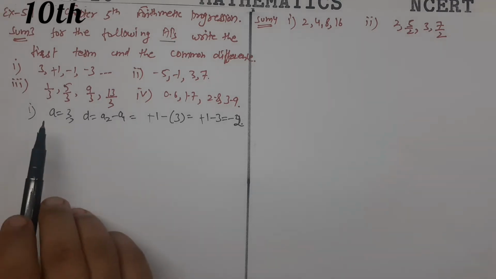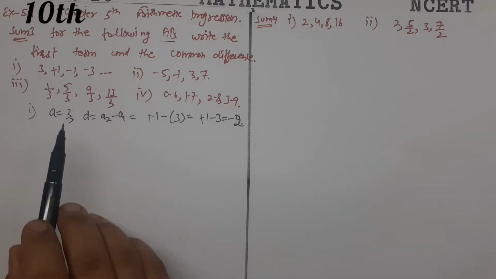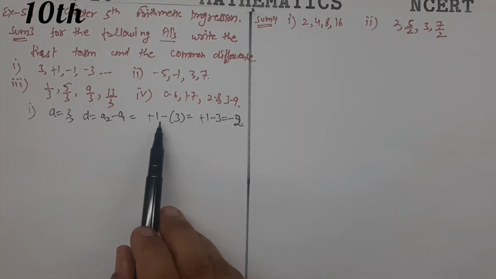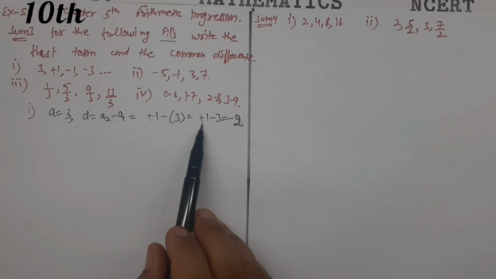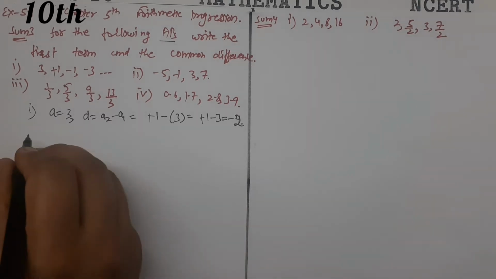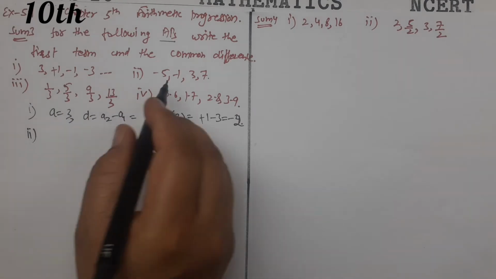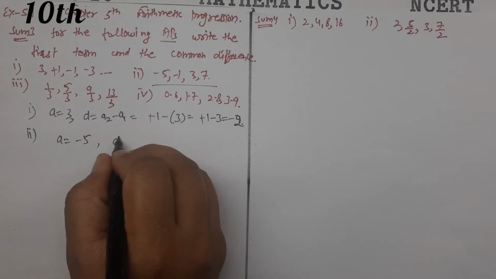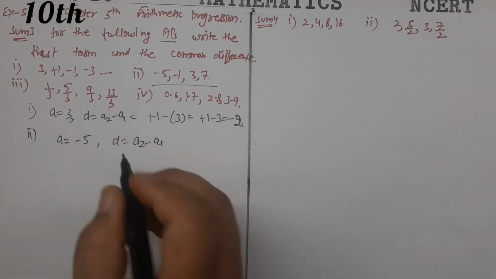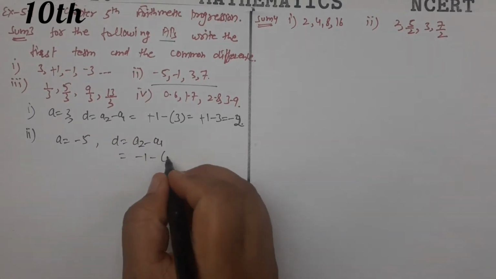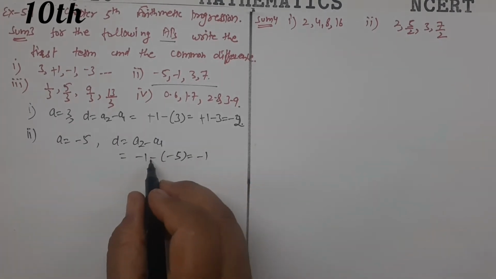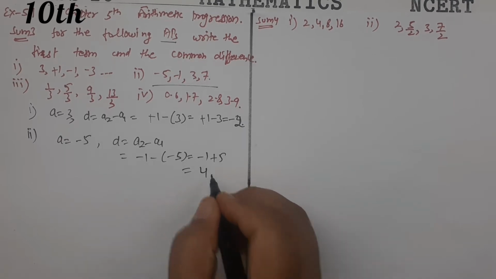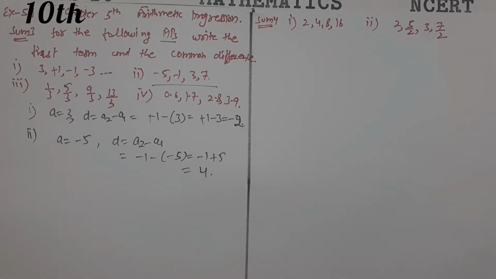So a is 3. d = a2 minus a1, that is 1 minus 3, which makes -2. Part second: a1 is -5. d = a2 minus a1, which is, opening the bracket, makes plus 5. Common difference is 4.